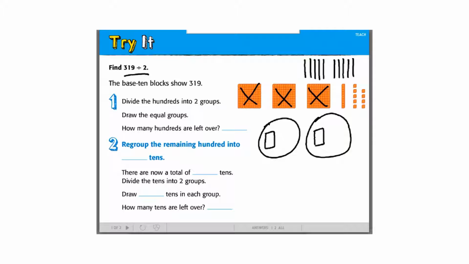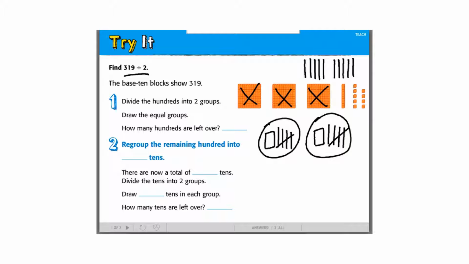So now I'm going to start distributing all these tens. I have 10 here that I made from that 100 block, and then I have one more. So I have a total of 11 tens, okay? I'm going to go back and forth and distribute them. I have 1, 2, 3, 4, 5, 6, 7, 8, 9, 10. And I have 11, one more.